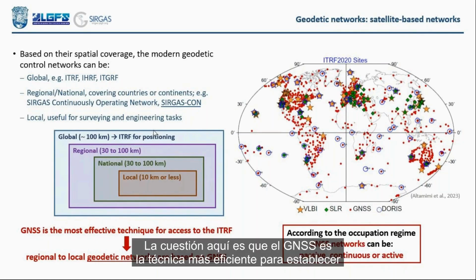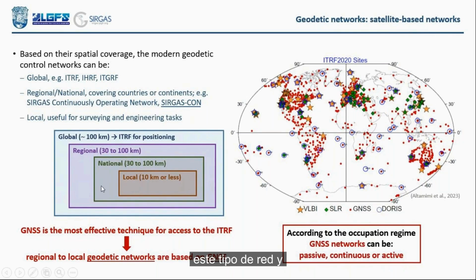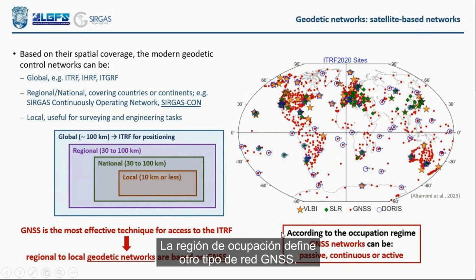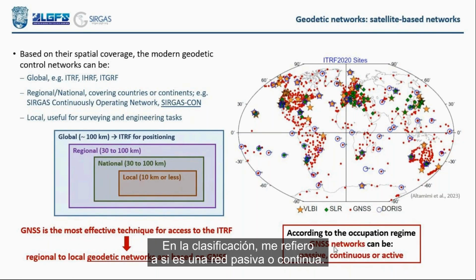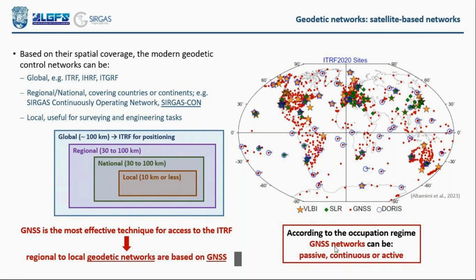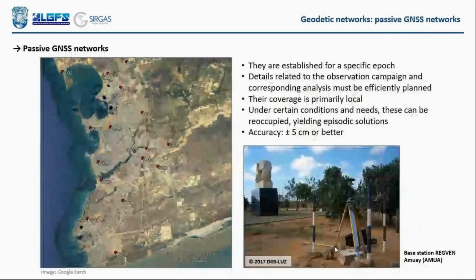The point here is that GNSS is the most effective technique for establishing this kind of network, thinking of access to the ITRF. Regional and local geodetic networks are based on GNSS. And according to this, the occupation regime defines another kind of GNSS network in the classification, I mean: the passive one, and the continuous, or active, network.